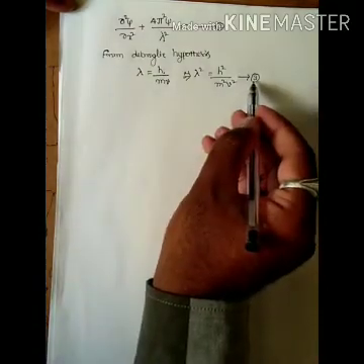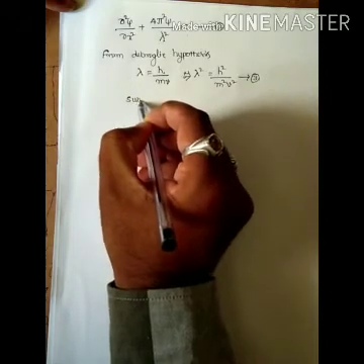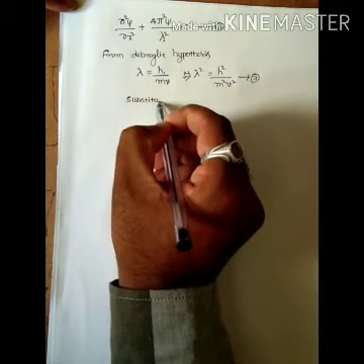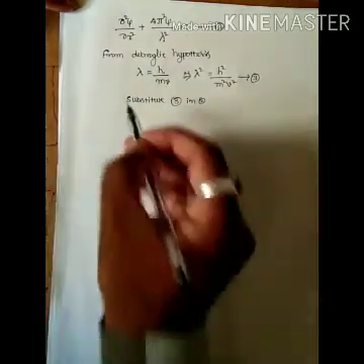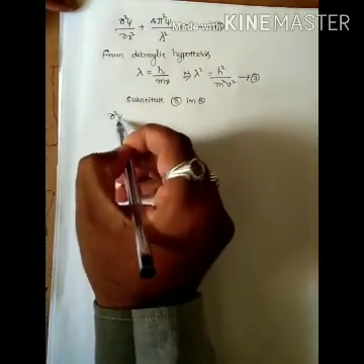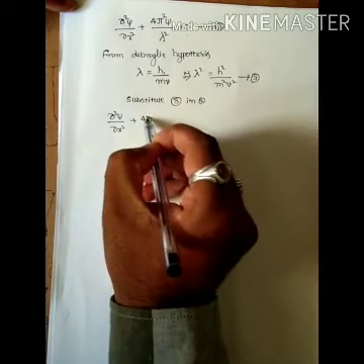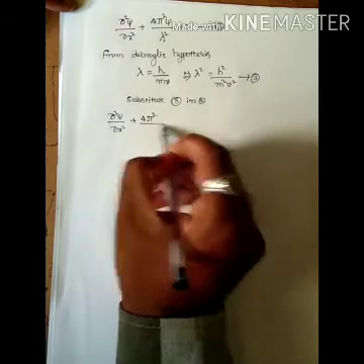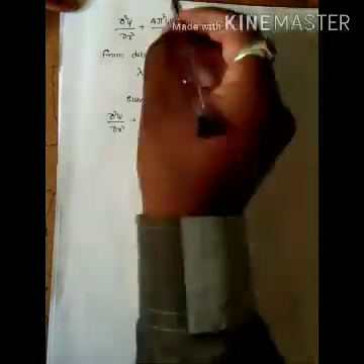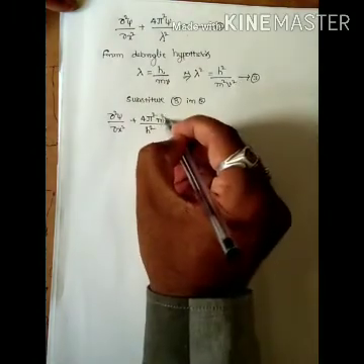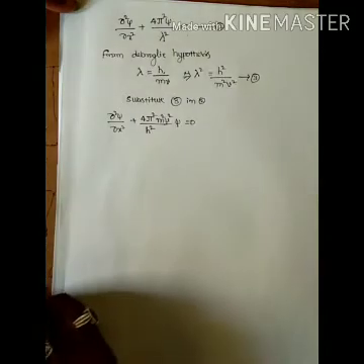Now let us substitute equation 3 in equation 2. Substituting 3 in 2, we get dou square psi by dou x square plus 4 pi square, whole divided by, in place of lambda square it will be h square, and m square v square will come to the numerator, into psi, equals 0.